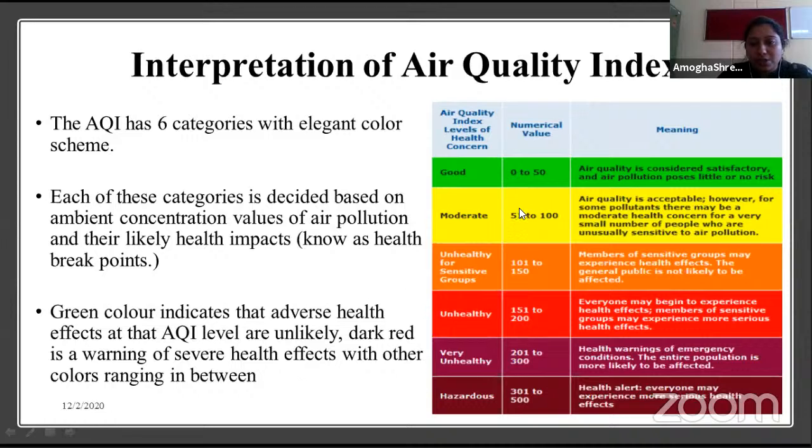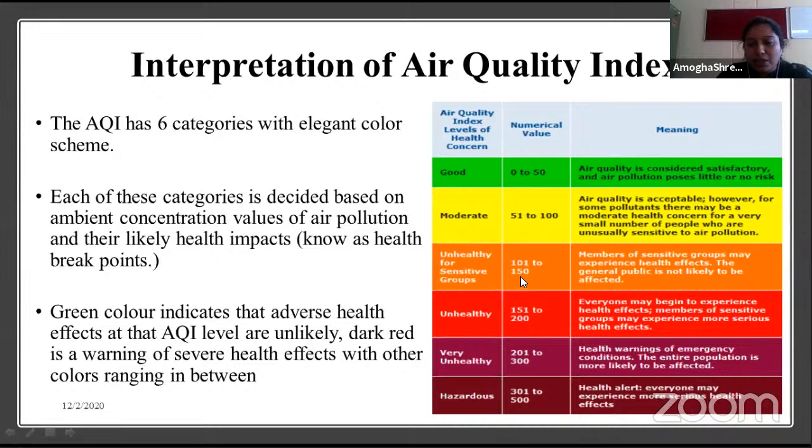So let's see other colors. If it is between 51 to 100, then we call it moderate. Here, air quality is acceptable, but for some pollutants there may be a moderate health concern for a very small number of people who are usually sensitive to air pollution. Like rhinitis may occur in those who are allergic to the air pollutants.